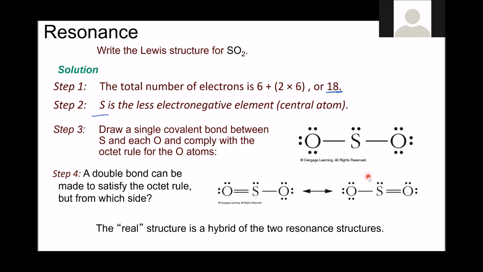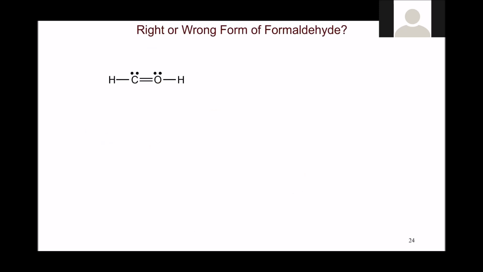That's not correct. In reality, any given sulfur dioxide will have the same bond lengths on that side as this side. So in reality, the real compound is going to be a mixture of the two resonance structures that might be best described like this, with half a double bond on this side and half a double bond on this side. We need to devise a new rule to tell us which Lewis structure is more correct, and that is called the formal charge.